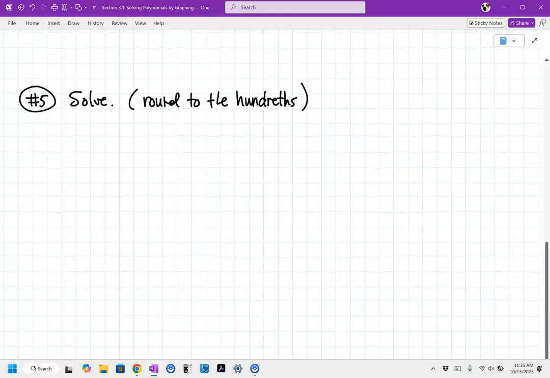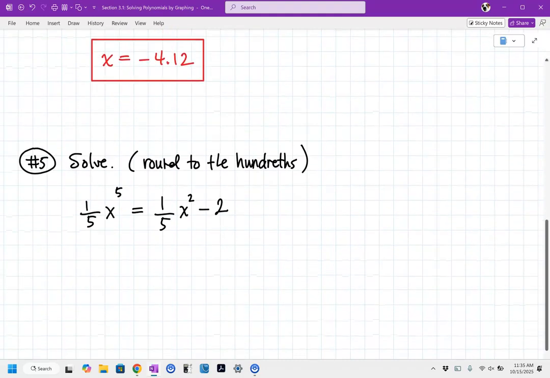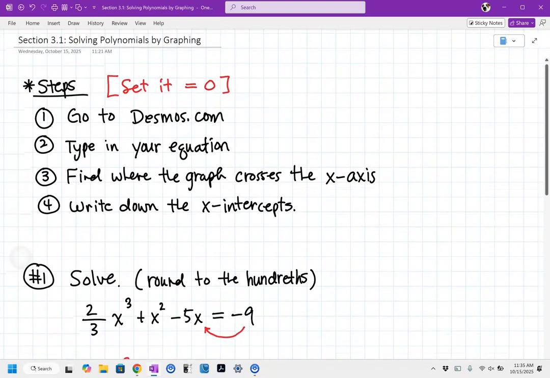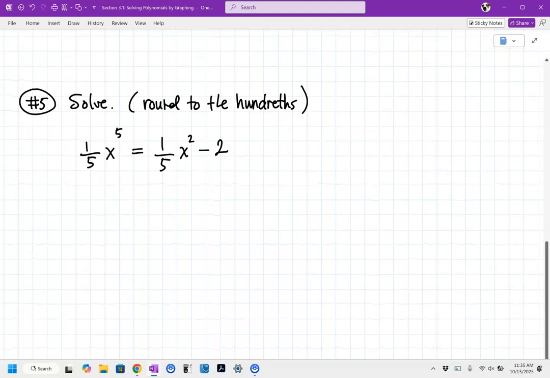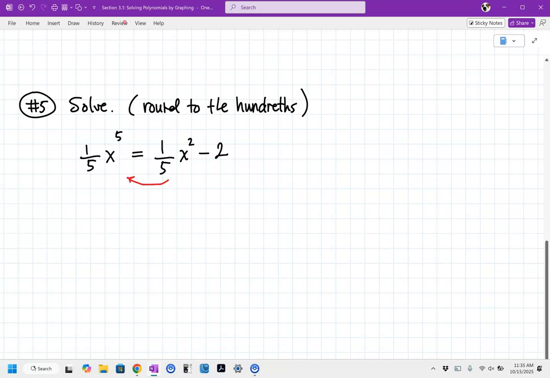And this is what the problem looks like. It says 1/5 x to the 5th equal to 1/5 x squared minus 2. Okay? So remember what I wrote after the fact. The steps are, very first step, set it equal to 0 first. Then we go to Desmos. So I'm going to have to move stuff around. I'm going to have to move this over and that negative 2 over as well.